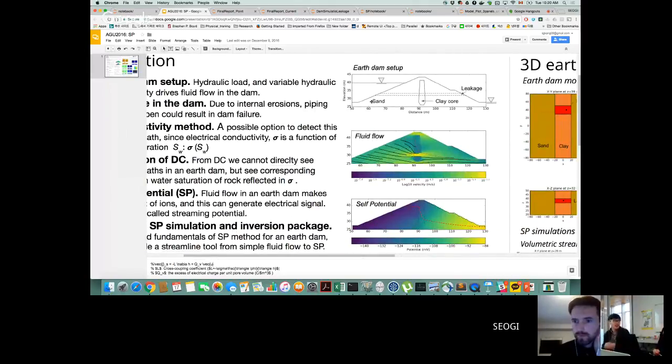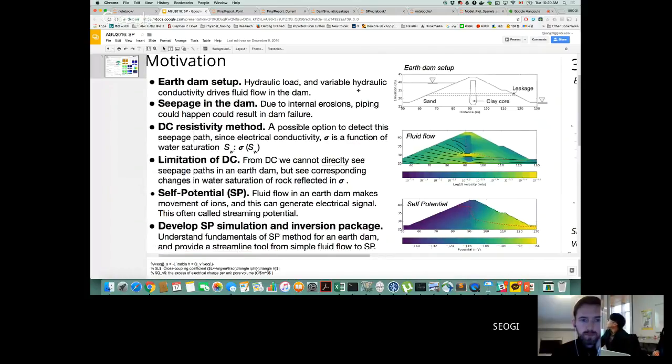So here's sand. That's basically a loose sand, and then there's a clay core. The clay core is very impermeable. So the hydraulic head will drastically go down pretty quickly in this zone. So it's like having a really resistive layer or resistive target in the DC problem.